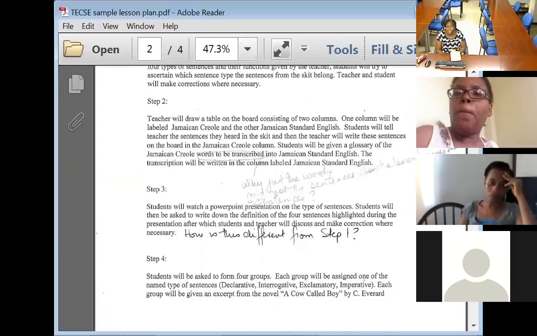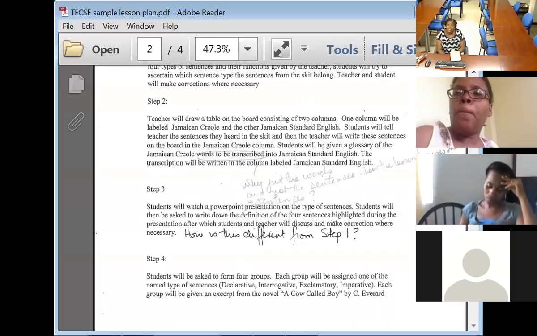Teacher will draw a table on the board consisting of 2 columns. One column will be labeled Jamaican Creole and the other Jamaican Standard English. Students will tell teacher the sentences they heard in the skit, and then the teacher will write these sentences on the board in the Jamaican Creole column. Students will be given a glossary of the Jamaican Creole words to be transcribed into Jamaican Standard English. The transcription will be written in the column labeled Jamaican Standard English.